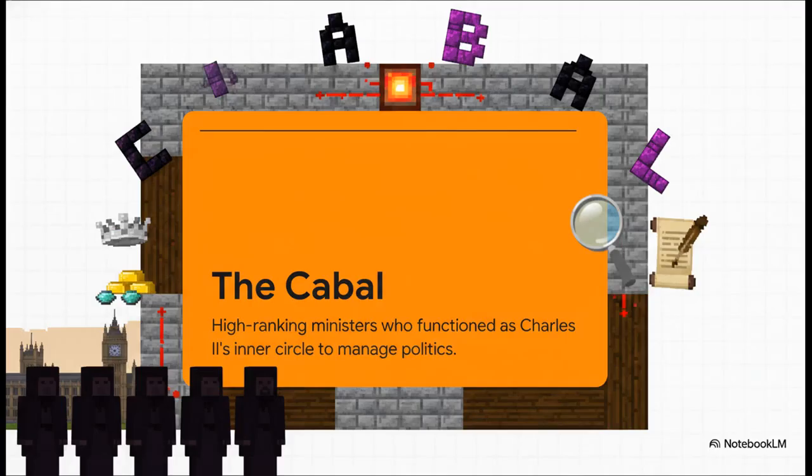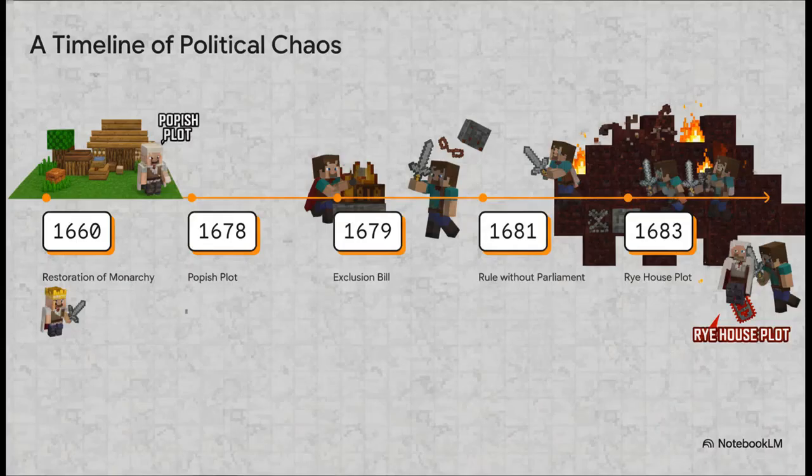To bypass all those frustrating traditional structures, Charles formed what basically became known as the Cabal. This was a super powerful, highly secretive guild of 5 high-ranking advisors, and get this, their initials literally spelled out CABAL. They were his absolute inner circle, they helped him navigate tricky party politics, handle the finances, and honestly, scheme behind Parliament's back a lot of the time. And man, political stability plummeted almost immediately. We go from this super peaceful restoration in 1660 straight into absolute chaos.